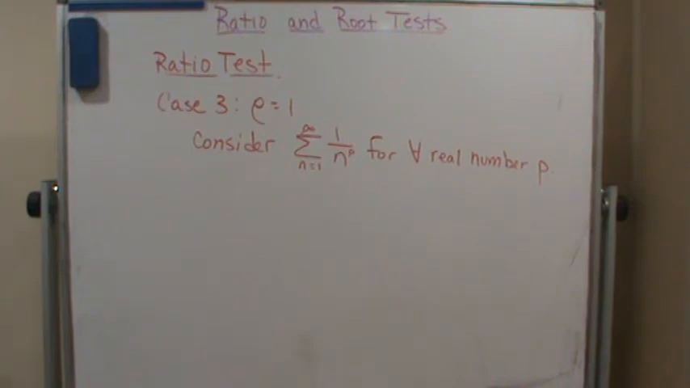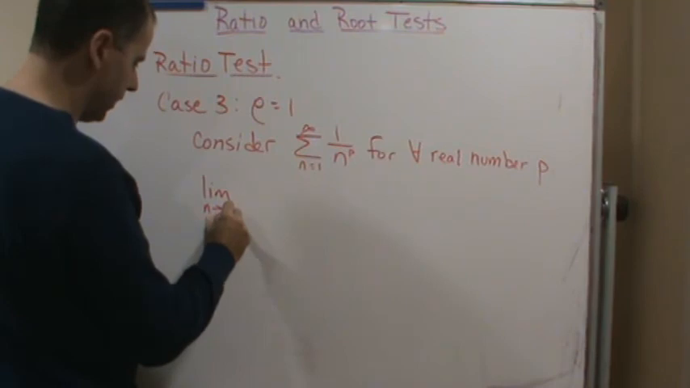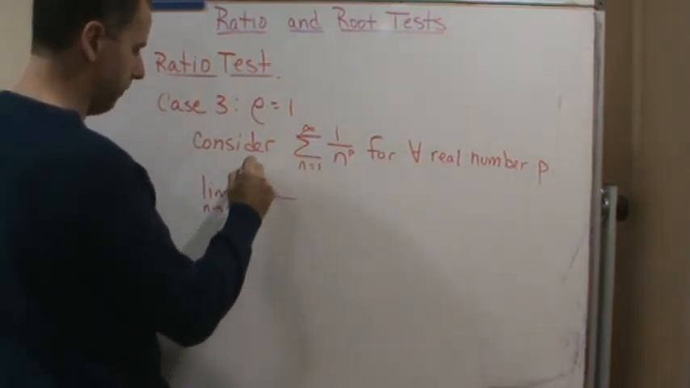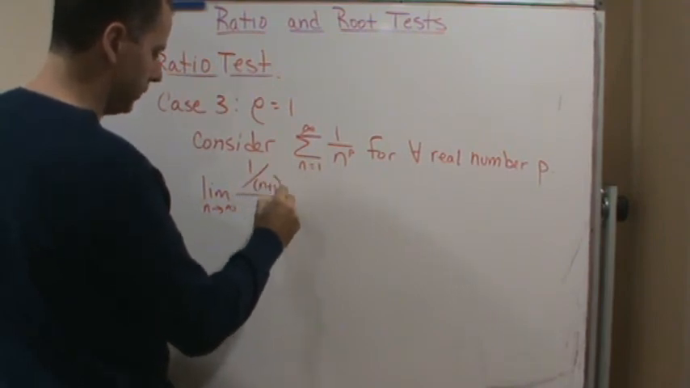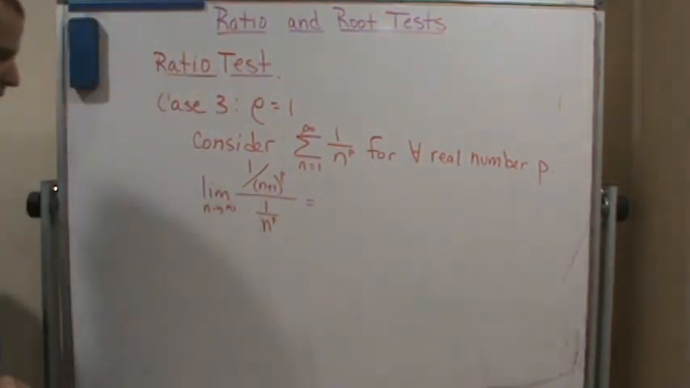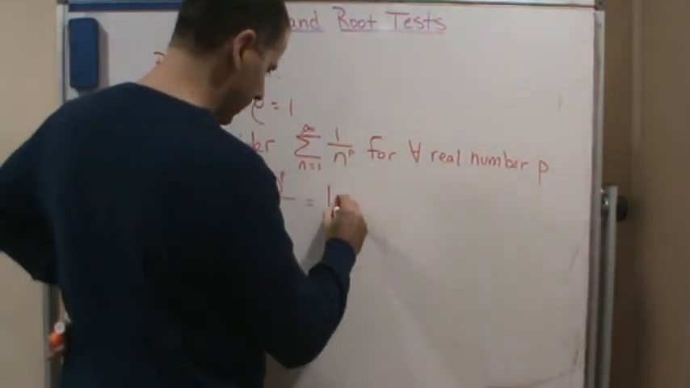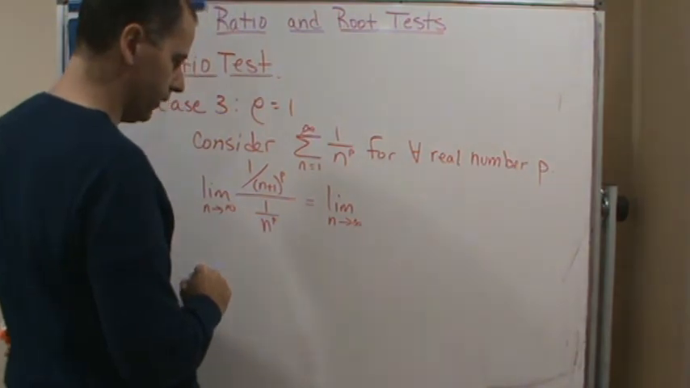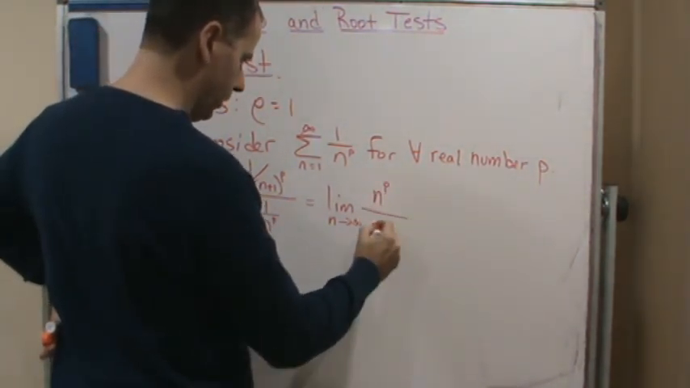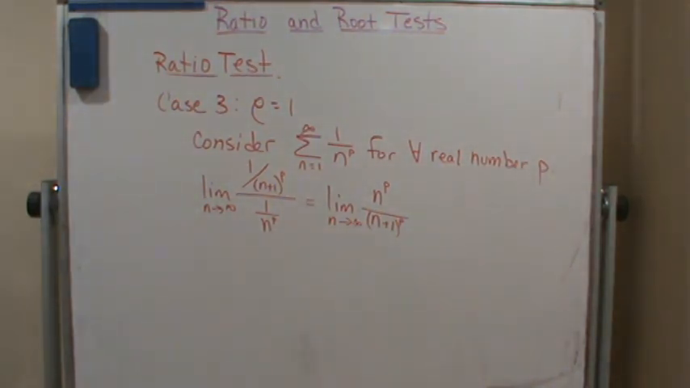And so we're going to say that rho equals 1. We're going to use, again, the ratio test, so the limit as n approaches infinity of 1 over n plus 1 to the p over 1 over n to the p. Then we're going to simplify this, and this is just going to jump on top. And so we get the limit as n approaches infinity of n to the p over n plus 1 to the p. And then we can set that equal to 1.